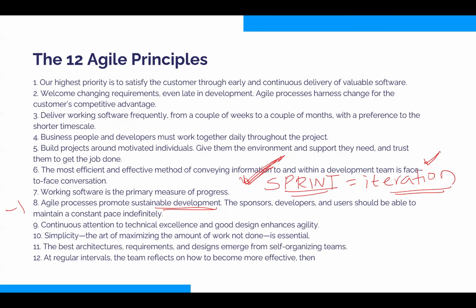A good team is one which is maintaining consistency. There is an equivalent amount of work every iteration. That's a good team. In other words, fluctuating productivity is not indicative of a good team. The team should be delivering at a cadence, that's the idea, a constant pace. That's a good team. The 9th, continuous attention to technical excellence and good design enhances agility.